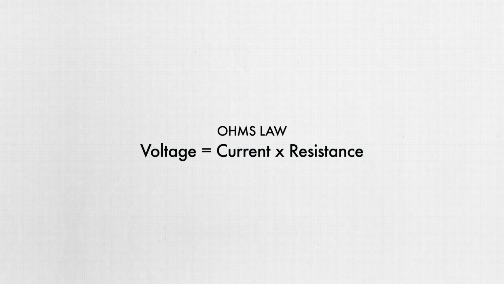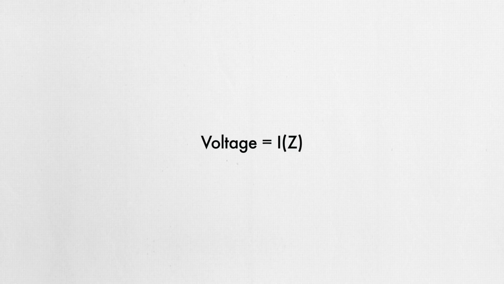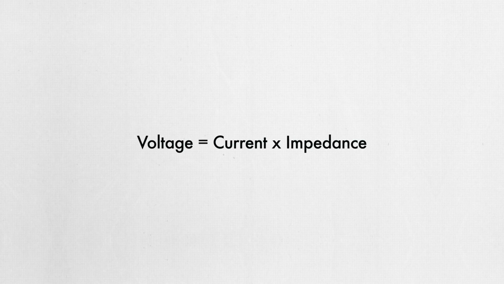Ohm's law states that voltage equals current times resistance, or voltage equals I times R. In audio, we're dealing with alternating current though, so let's change that to voltage equals I times Z, or voltage equals current times impedance. The most important thing to understand right away is that impedance is similar to resistance, but it's frequency dependent, which is really important in audio, where we're dealing with signals that contain many different frequencies at the same time.